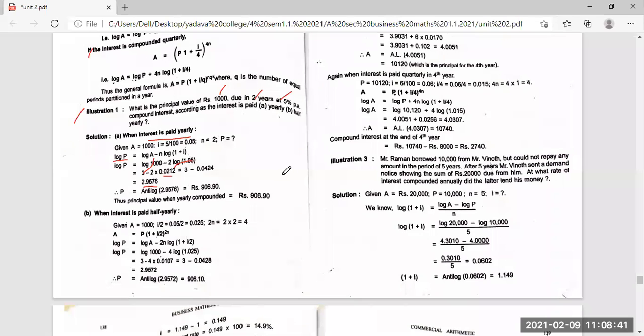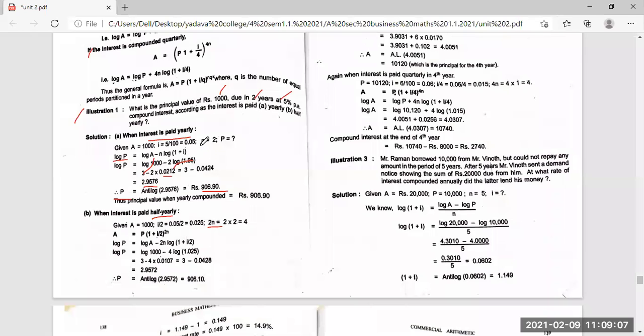Yes, press shift first, then log, then the given log value. So here 2.9576 is the anti-log. So the principal amount is 906.90. Then coming to half yearly, it means 2 into N.